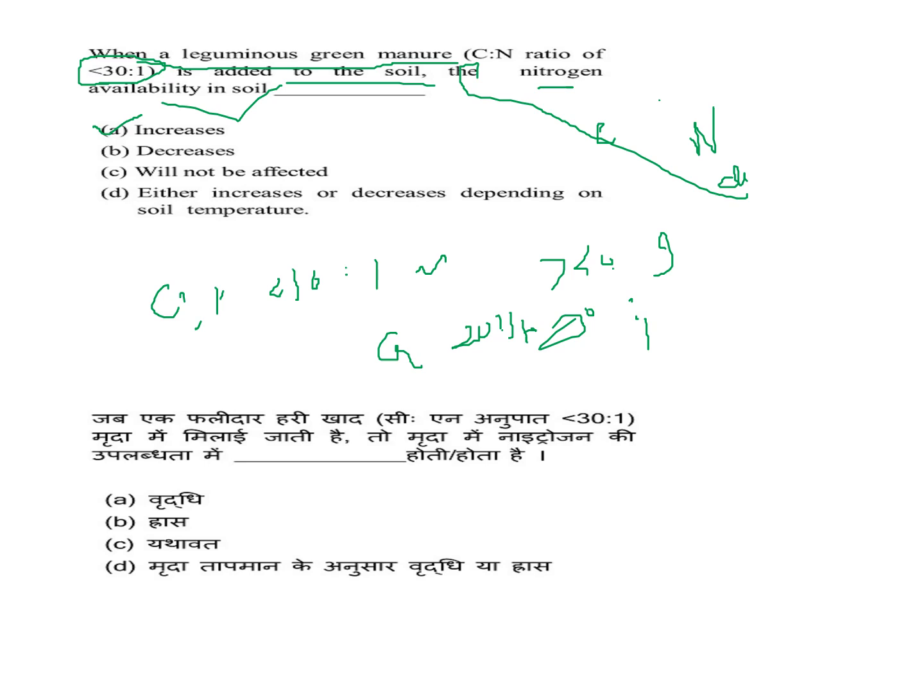As a result, what happens? The microbes break down the plant tissue rapidly and release excess nitrogen into the soil in the form of ammonium and nitrate ions. This process is called mineralization. If the ratio is greater than 30 to 1, it will be consumed by the microbes and will be unavailable to the plant. Here it is given as less than 30 to 1, so it increases the availability of nitrates.